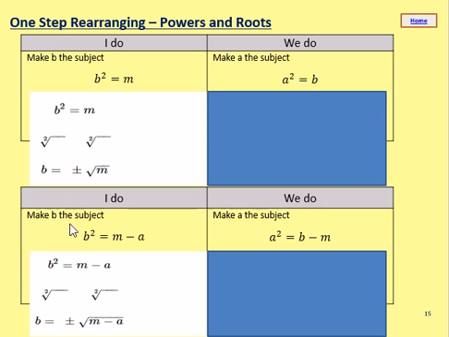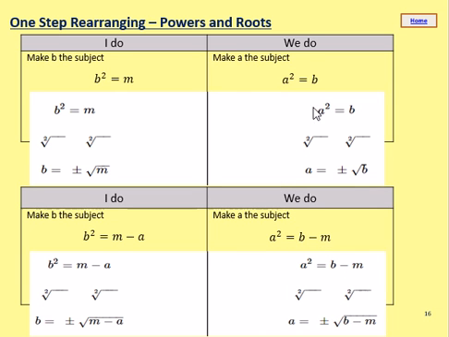For the second one, make b the subject. Well, again, we start with b squared, the subject. Easiest thing, to get rid of that squared, just square root both sides. So you get b equals square root of m, take away a. Bonus points if you remember the plus and the minus. Please pause the video here, copy down those 2 examples, and then try both the we-dos.